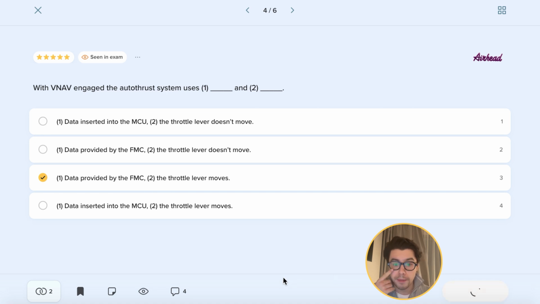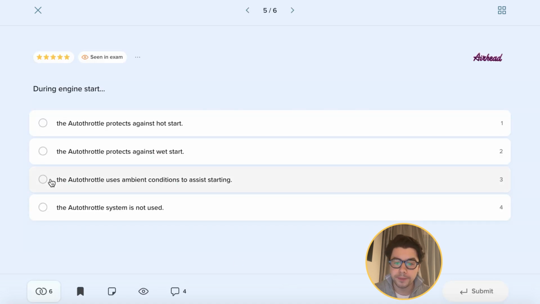And now for question number 5. So during an engine start, the autothrottle, what will it do? Well, the autothrottle system or autothrust system will not do anything, as these systems are not engaged until takeoff. For example, the Airbus autothrust will be only engaged once we arm it and we select the thrust levers to the climb detent. And before that, the system will not work.